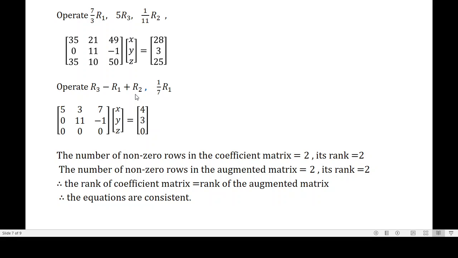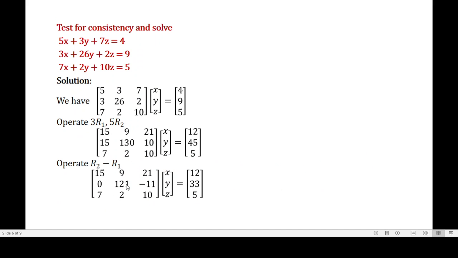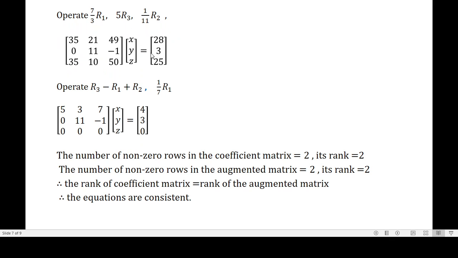Again, look at the second row elements. We have 121, minus 11 and 33. 11 is common, isn't it? So we perform 1 by 11 R2. That is, we multiply R2 by 1 divided by 11. So the second row elements are changed to 11, minus 1 and 3.